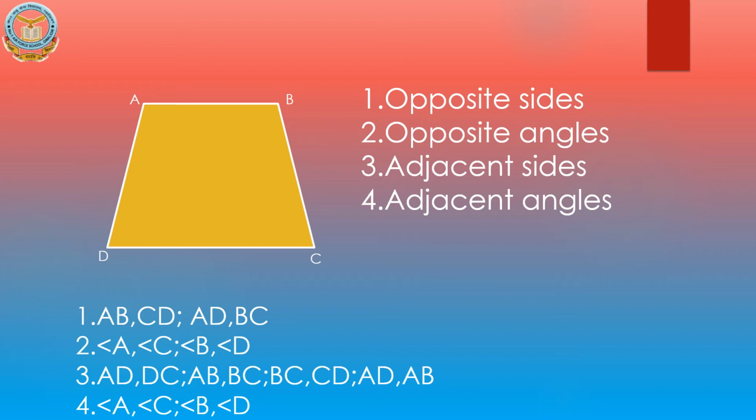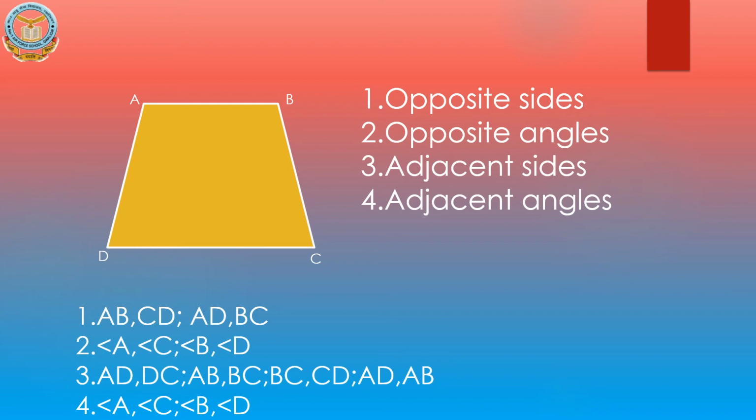So we can see that side AB is opposite to side CD. Similarly, side AD is opposite to side BC. If we talk about opposite angles, angle A is opposite to angle C and angle B is opposite to angle D. Adjacent sides. Sides which have a common vertex are the adjacent sides.